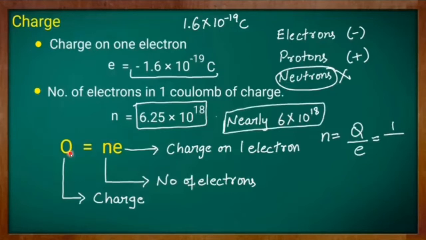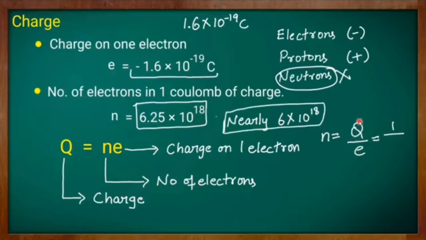We have a relation here: Q is equal to N into e. What do you mean by Q? Q is charge. N is the number of electrons. As I have said, e is the letter that represents the charge on one electron. So I can rewrite this relation, Q is equal to Ne, as N is equal to Q by e. Here I need to calculate the number of electrons in 1 coulomb of charge. That means what will be the charge? 1 coulomb. So therefore the Q value will be 1. And what will be the e value? Minus 1.6 into 10 to the power of minus 19 coulomb.